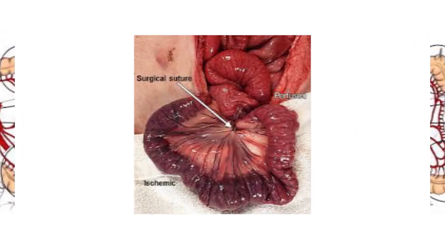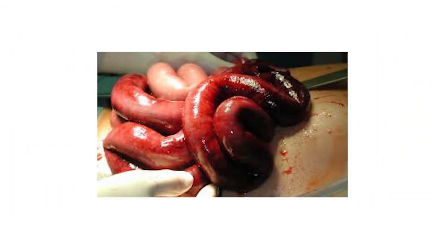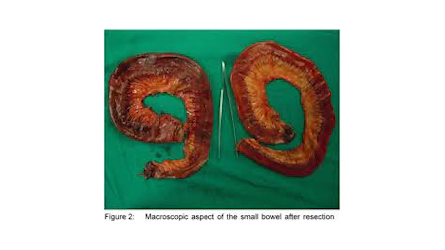This is a good picture of ischemic colitis, ischemia of the loop of the intestine, which becomes bluish and dark in color. The blood supply is hampered. This is another picture of the necrosis or ischemic segment of the small intestine. You can see this is the resected ischemic part of the intestine.